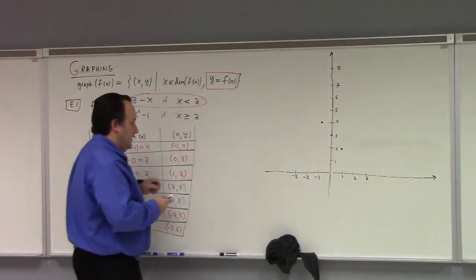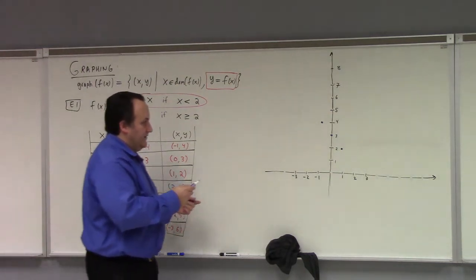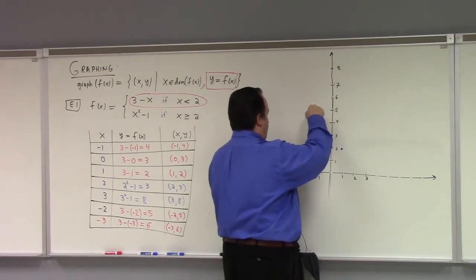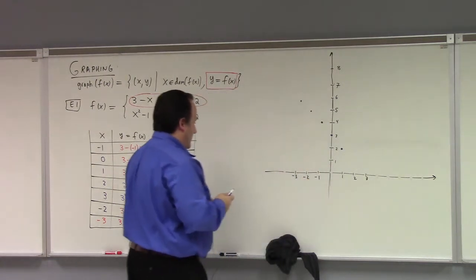right? -2, I'm going to do the -2 one. -2 is at -2, 5. So it's about right here. And -3, 6 is about right there. Okay.